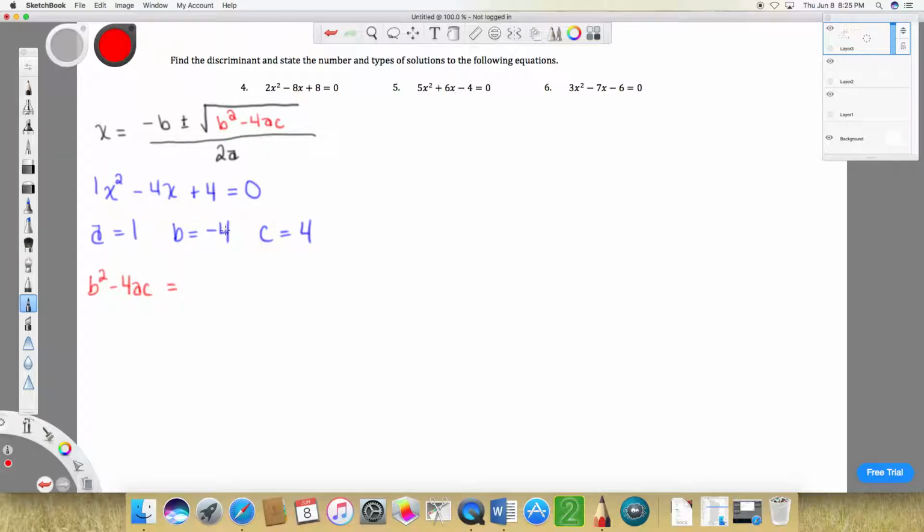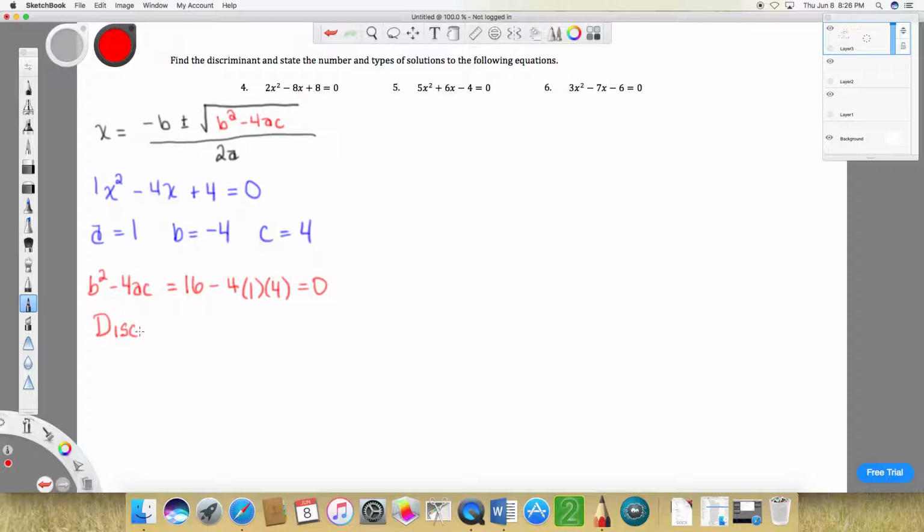and I can find the value for this discriminant. So b squared is negative 4 squared. Negative 4 times itself is positive 16. Minus 4, replace a with 1, replace c with 4, and we have that the discriminant is 0. If you think about that, return back to the quadratic formula, you have negative b plus or minus the square root of 0. So it's plus or minus 0. So your solution just becomes negative b over 2a.